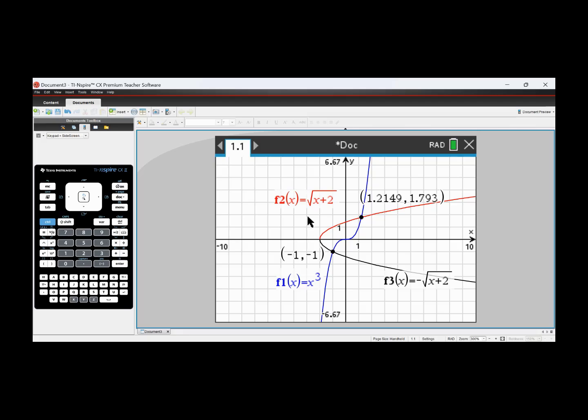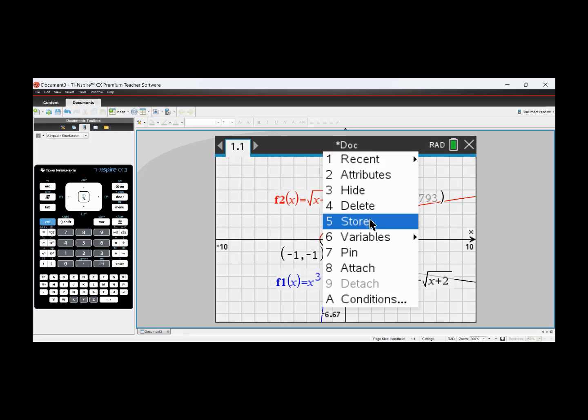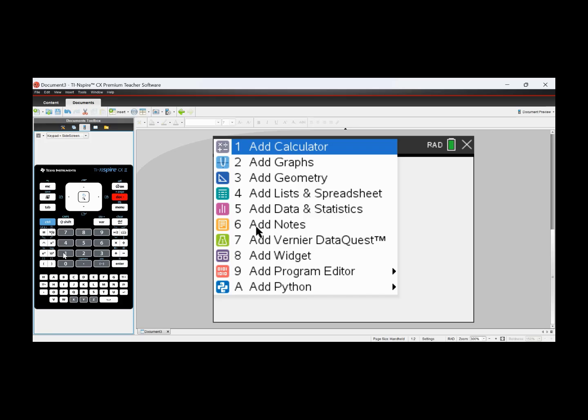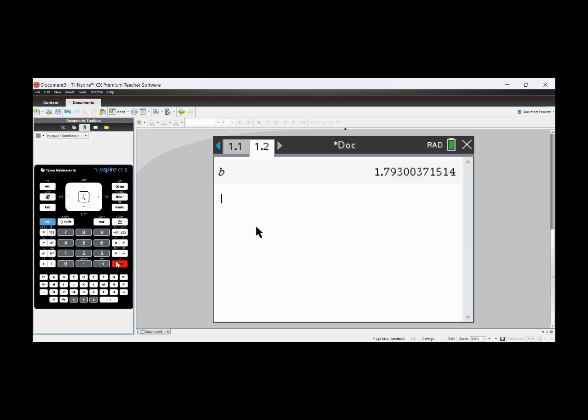So let's find our y values, which go from -1 up to this 1.793. So we're going to point at it, press control menu, and we're going to store it, let's call that B, and hit enter. I'm going to go to the calculator page. So I'm adding a page, it's calculator. I'm going to type B. That whole long number has to be written out.